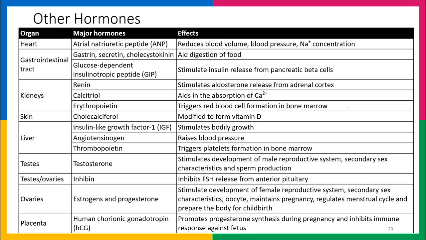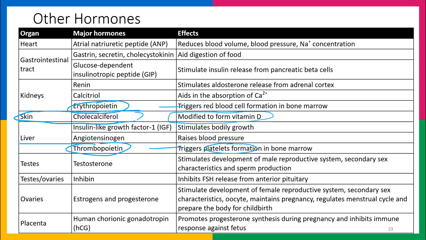And then the last slide over here is all the other hormones that I'm not going to talk about in this lecture, because we either will talk about it or we have talked about it. So for example, we have talked about the hormone in the skin that modifies a chemical to actually help form vitamin D. And we have talked about thrombopoietin that helps trigger formation of platelets in the bone marrow.